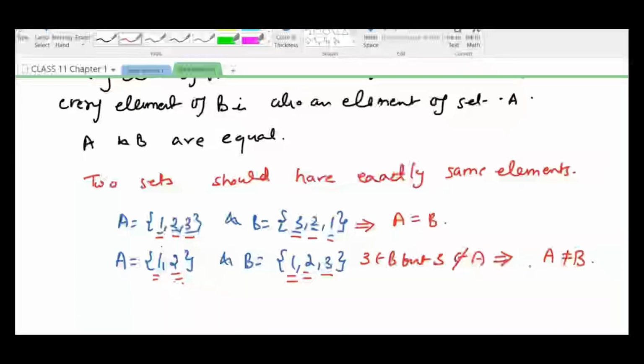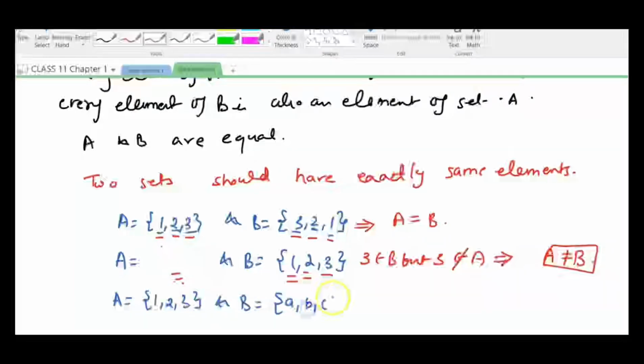So if the sets have different elements, or there is an element which belongs to one set but not to the other, we will say that the sets are not equal and we will represent it as A is not equal to B. Now let's take another example. Suppose A is equal to {1, 2, 3} and B is equal to {a, b, c}. Again, even though both have three elements, the elements are different and therefore the sets are not equal.